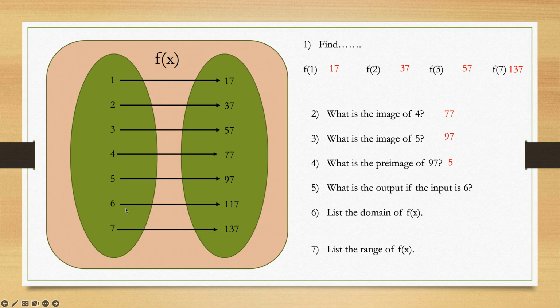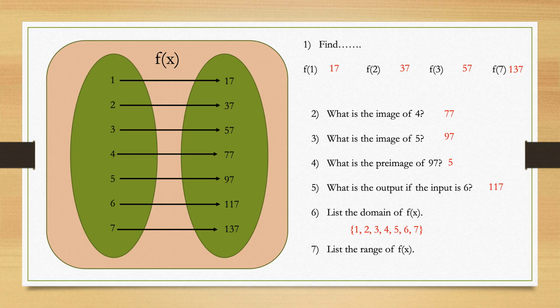So 3 was what's the image of 5? It was 97. 4 was what's the pre-image of 97? Well, that goes back to 5. Pre-images go backwards. What is the output if the input is 6? That would be 117. List the domain of f of x. Domain is the set of all input values. That's 1, 2, 3, 4, 5, 6, and 7.